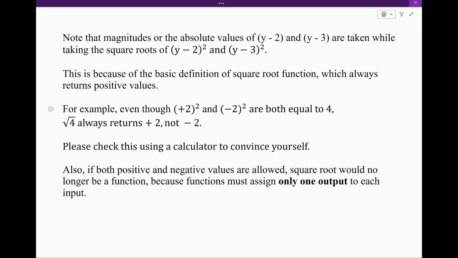Please check this using a calculator to convince yourself. Also, if positive and negative values were allowed, square root would no longer be called a function, because functions must assign one output to each input.